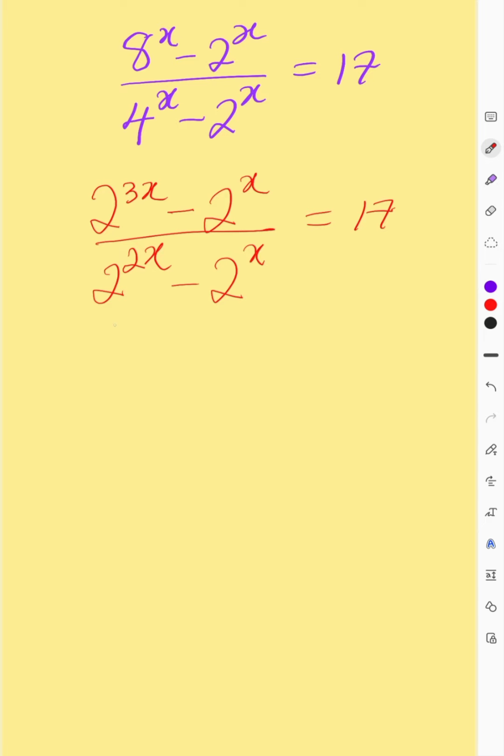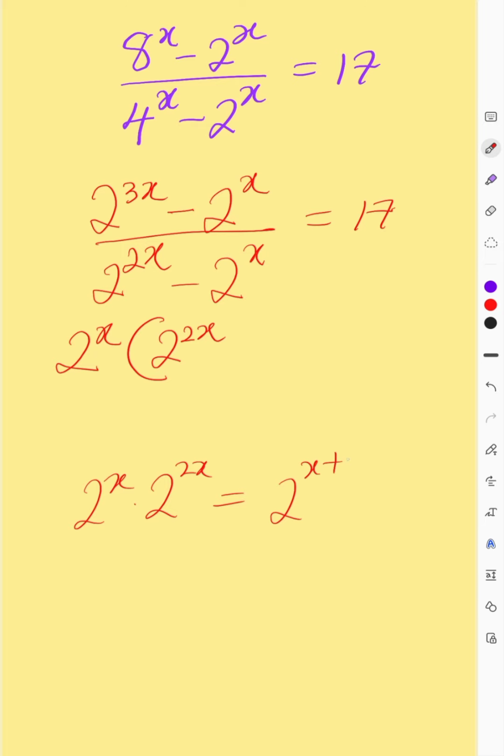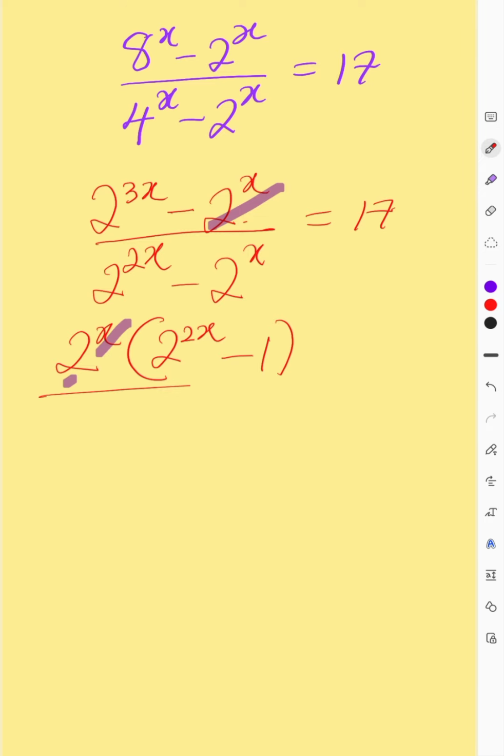So from here, you can factor out 2 to the power of x because it is common. If you bring out 2 to the power of x, you are left with 2 to the power of 2x here, because 2 to the power of x times 2 to the power of 2x implies 2 to the power of x plus 2x from the laws of indices, which will give us back our 2 to the power of 3x. You get? So that's what I did here. Then minus 2 to the power of x here divided by 2 to the power of x, we shall be getting 1, because the same thing dividing itself will give us 1, all over.